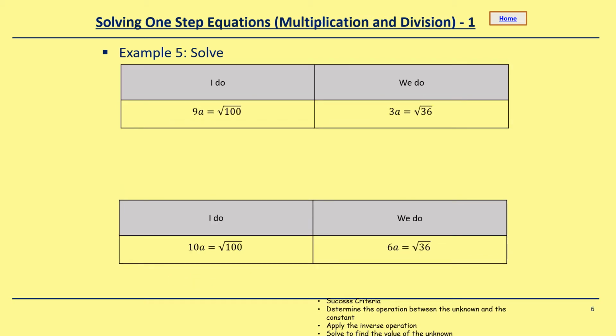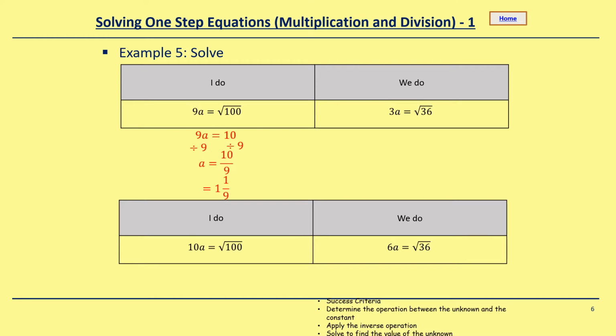Slightly different on this example. 9a equals the square root of 100. So we have to do some work before we can solve the equation. We have to evaluate the square root of 100. So the square root of 100 is 10. So we can say 9a equals 10. We think to ourselves, what has happened to the a? It's been multiplied by 9. The inverse of multiply is divide. So we're going to divide the left hand side by 9 and divide the right hand side by 9. So a equals 10 over 9. That's a top heavy fraction. So you could also write 1 and 1/9.